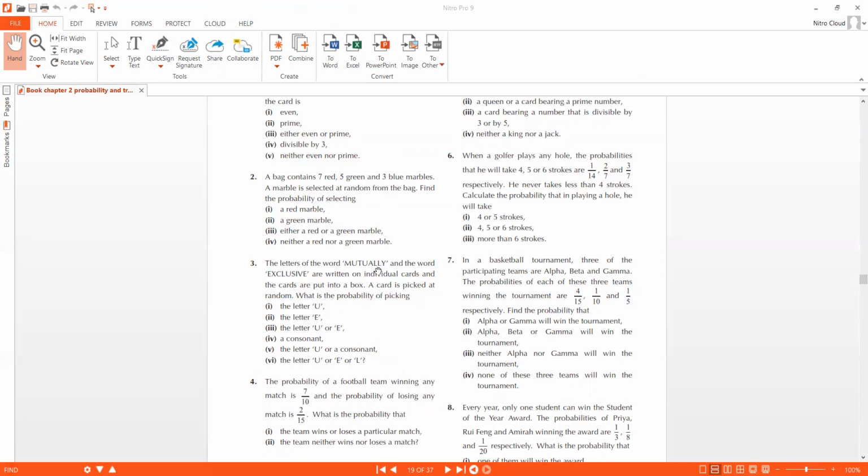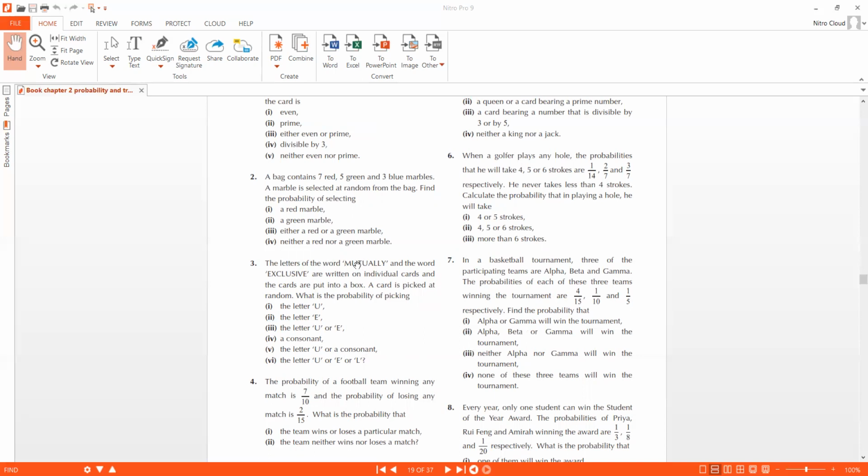The word mutually exclusive is written on individual cards and the cards are put into the box. A card is picked at random. What is the probability of picking the letter U? This part is a little bit different to solve, because you have to see how many times each alphabet is appearing in the word.